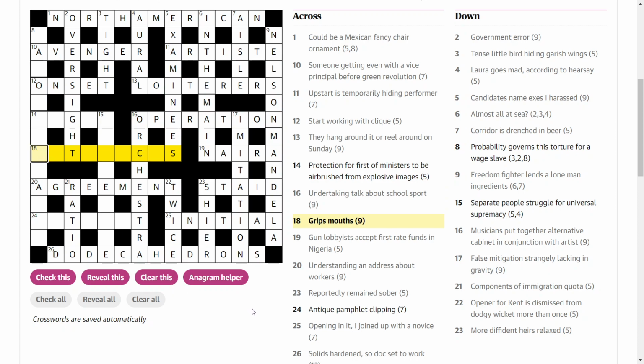Grips, mouse. Grips. Oh, entrances or entrances. Yeah, that's the funny one because you could look at that. The answer is either entrances or it's entrances, but either way, it's the same string of letters. So mouths of entrances, mouth of a cave, for example. And if you in grips is entrances. Nice. Probability governs this torture for a wage slave.